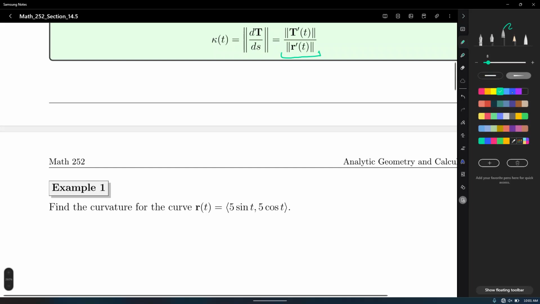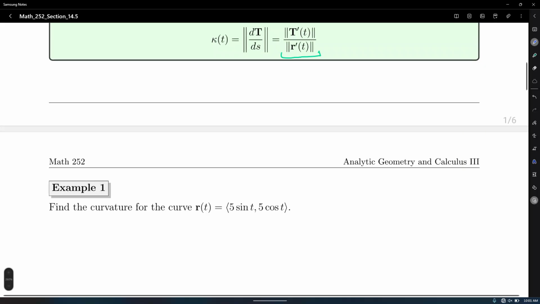All right. Number one, we need the derivative and its magnitude. And we also need to find the unit tangent vector, as well as its derivative and then its magnitude. Okay? So, number one, let's find r prime. That is 5 cosine t, negative 5 sine t.